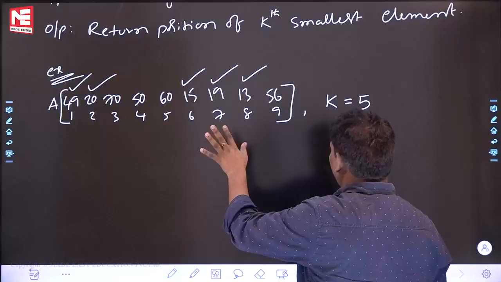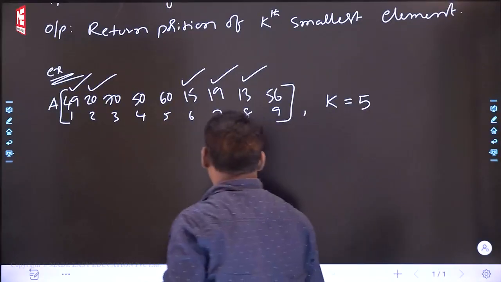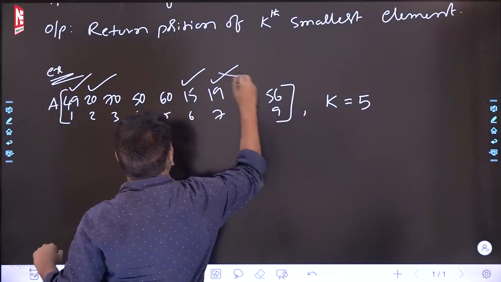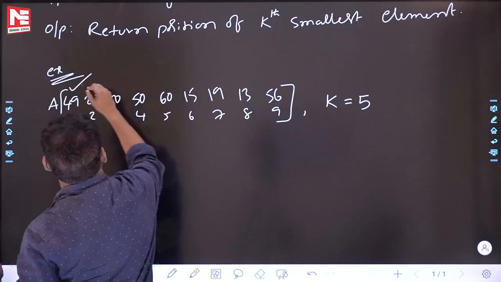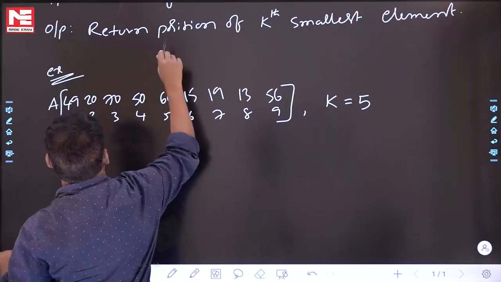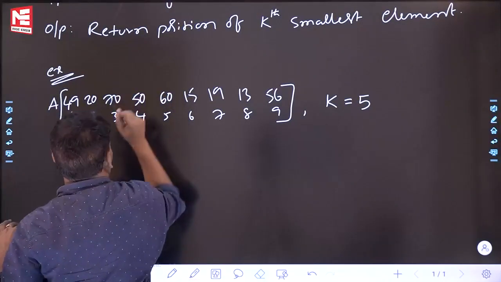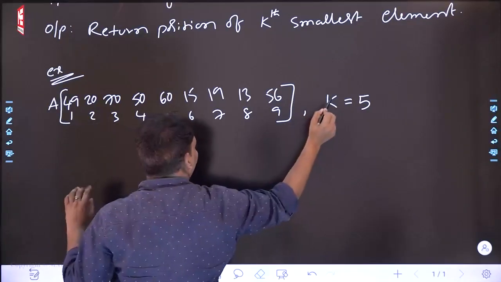Right? There is one array. In this array I want to find the fifth smallest element. How to find it? Using this procedure, the selection procedure. It is not selection sort, it is the selection procedure. Using the selection procedure, how do we find the fifth smallest element in this array?